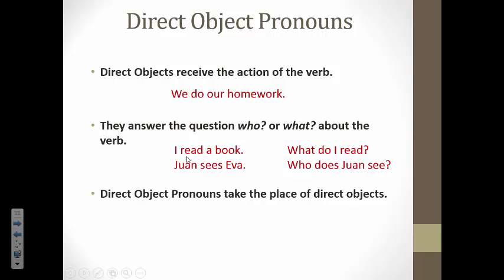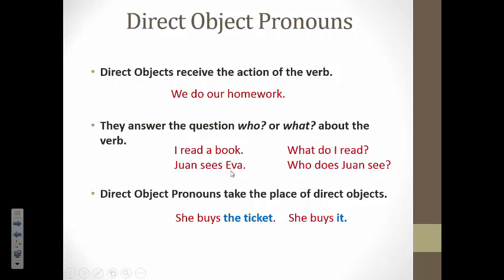Look at these two sample sentences. I read a book. What do I read? A book. Okay, so book is your direct object here. In the second sentence, Juan sees Eva. Who does Juan see? Eva. So Eva is the direct object here.